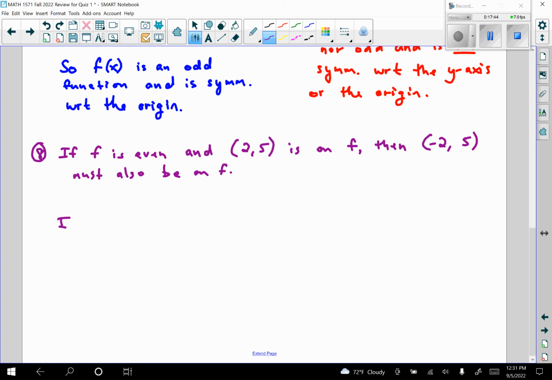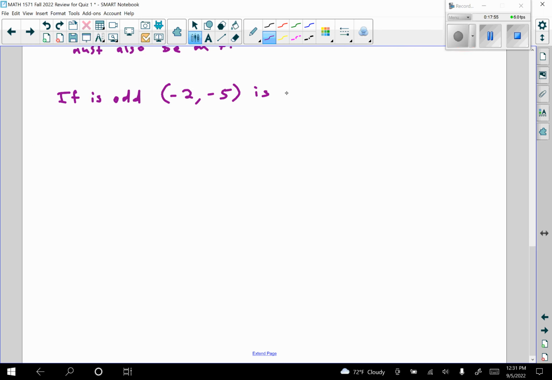If f is odd, if we substitute in the opposite x value, we get the opposite y value. So negative 2, negative 5 would also be on f.